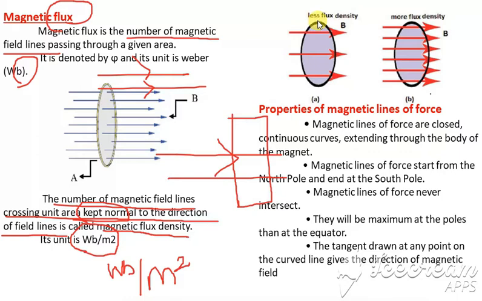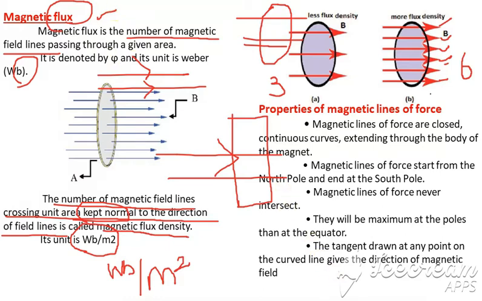Clear? So see here, this is the area which we are considering to be the normal area. How many lines are passing over this? 1, 2, and 3. So its magnetic flux density is 3. Consider this area here. When you count the number of lines, it is 1, 2, 3, 4, 5, and 6. So it has a magnetic flux density of 6.